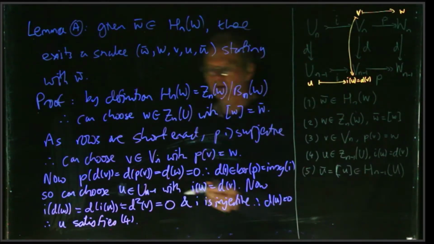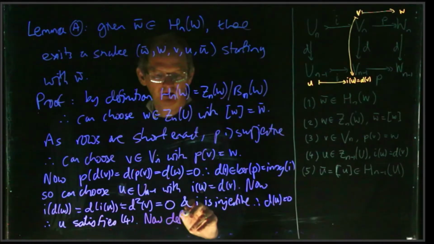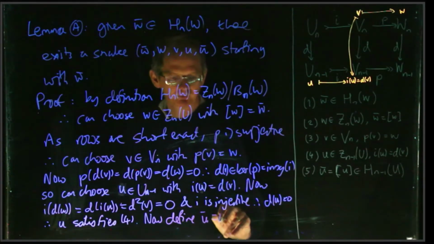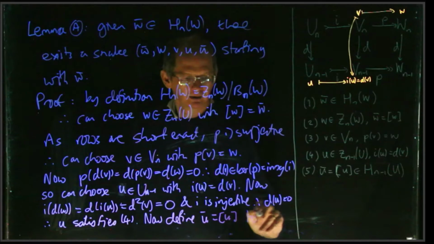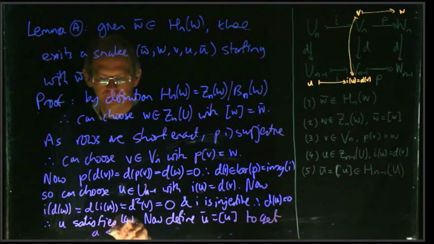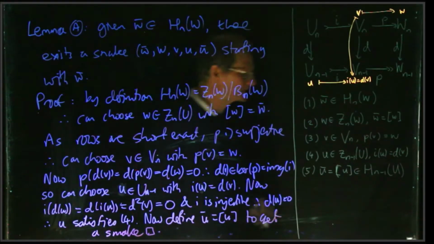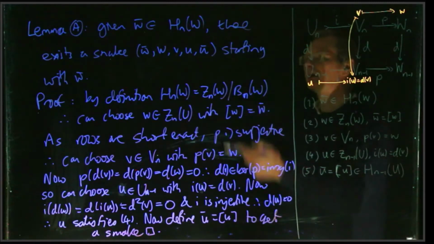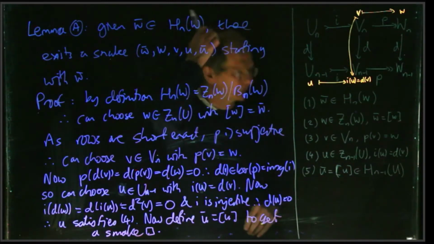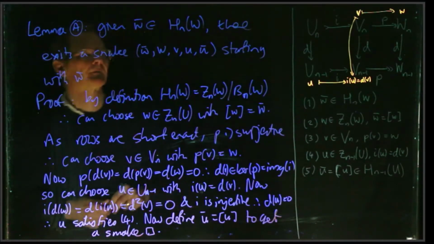Now I can just define u bar as square bracket u to get a snake. So this process shows that if we start with a homology class w bar in degree n, then we can choose a snake starting with that w bar.